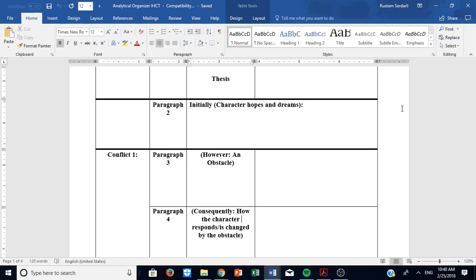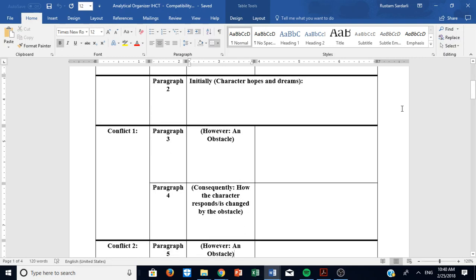The third paragraph is going to be, however, this is an obstacle. This is what gets in the way of those initial desires of the character, which is going to lead us into our following paragraph, the consequently. And this is how the character responds and is changed by the obstacle. Here's the kicker. There are more obstacles in a text than one. So we could very realistically get a series of howevers and consequentlys, obstacles and reactions and responses to those obstacles.